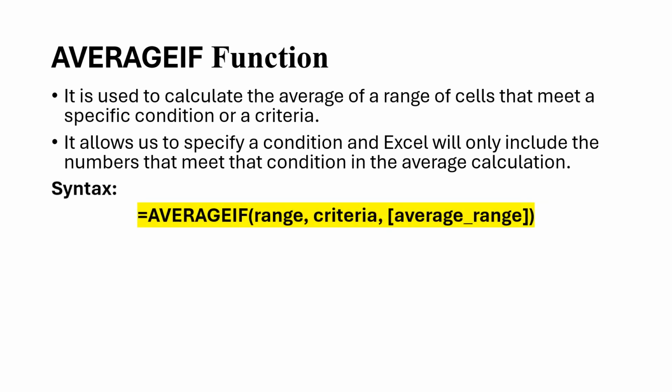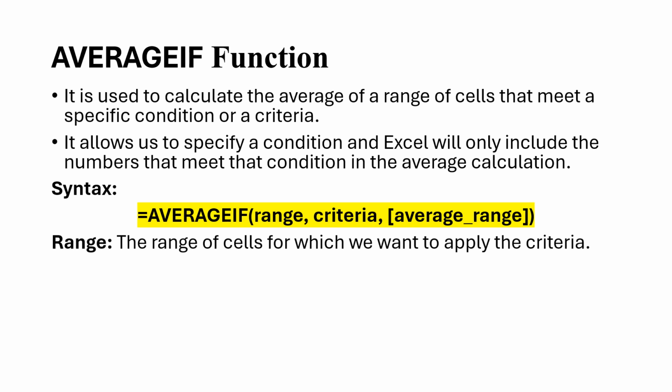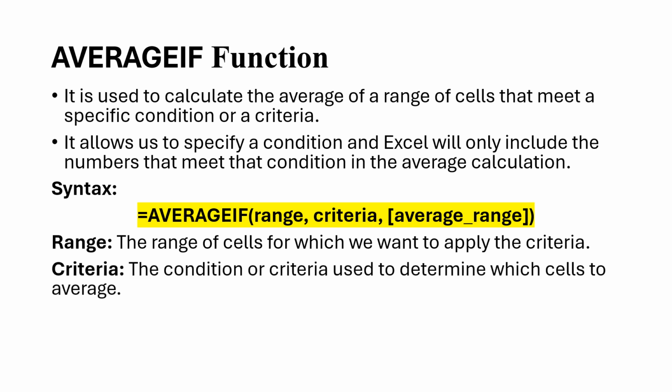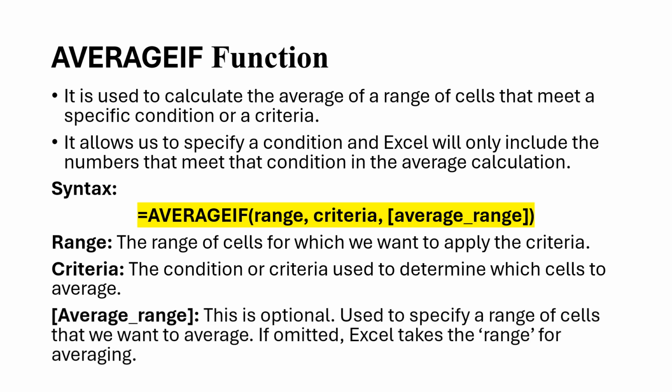As per the syntax, we write it as equals AVERAGEIF, and within the arguments: range, criteria, and then the average range. For range, it is basically the range of cells for which we want to apply the criteria. And then the criteria, it's the condition which we want to use to determine which cells to be counted or averaged. And then the average range.